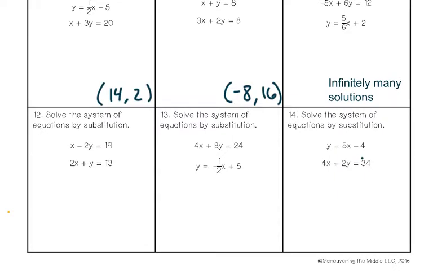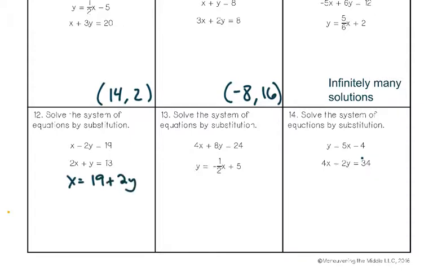Let's continue working through these and look at number 12. It says solve by substitution. Again, you can solve by any method you want, and because they're on top of each other here, I would use elimination. But if you want to do substitution, we'll do it. So we're going to start by isolating one of our variables. I'm going to get the x by itself in the first equation. So instead of writing x minus 2y equals 19, I can write that as x equals 19 plus 2y.